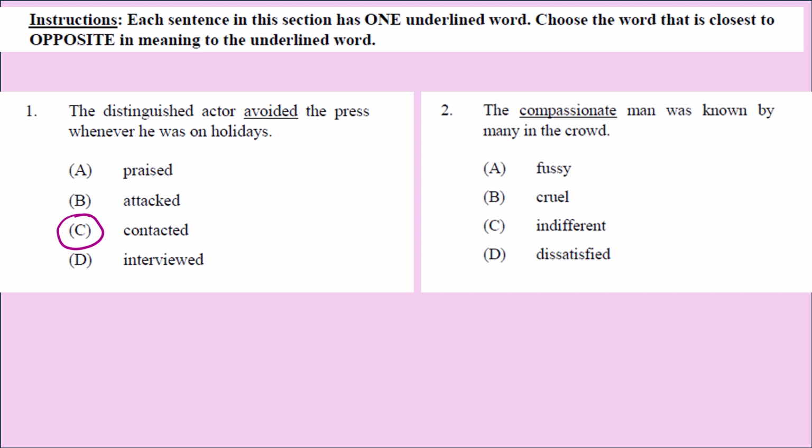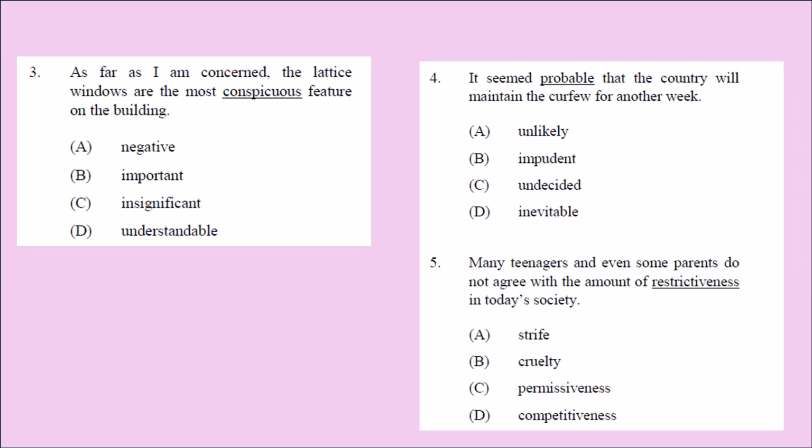Number 2. The compassionate man was known by many in the crowd. Now, compassionate means kind, so the opposite of that is cruel. Number 3. As far as I am concerned, the lattice windows are the most conspicuous features on the building. Now, conspicuous means clearly visible or noticeable, and the opposite of that is insignificant.